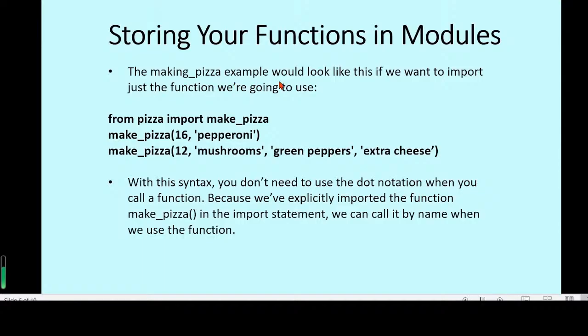So the make_pizza example would look like this if we want to import just the function we are going to use. We can write from pizza import make_pizza. Then when we call this function, we just use make_pizza with the arguments. With this syntax, we don't need to use the dot notation when we call a function, because we have explicitly imported the function make_pizza in the import statement. So we can call it by name when we use the function.